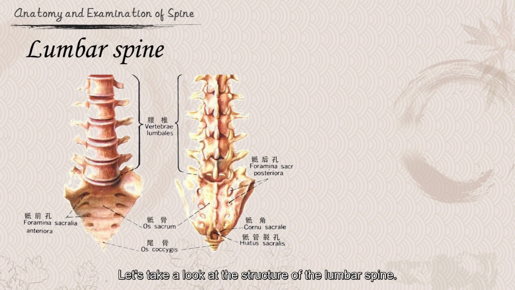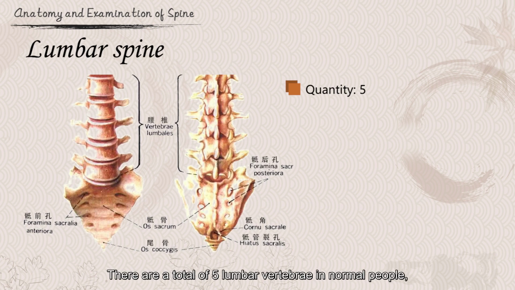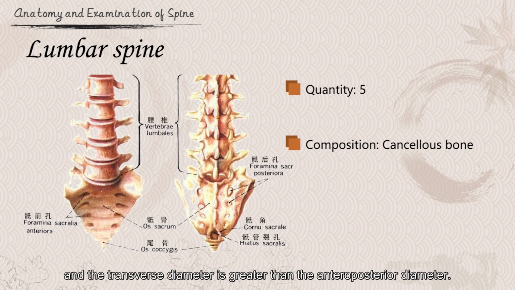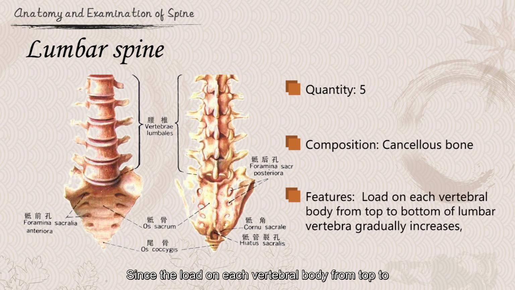Let's take a look at the structure of the lumbar spine. There are a total of 5 lumbar vertebrae in normal people. The lumbar vertebral body is larger and thicker than the cervical or thoracic vertebral bodies. It is mainly composed of cancellous bone. The dense bone in the outer layer is thin and slightly wedge-shaped, and the transverse diameter is greater than the anteroposterior diameter. Since the load on each vertebral body from top to bottom of lumbar vertebra gradually increases, the characteristic of gradually increased volume of vertebral body from L1 to L5 can make the function of load bearing and force transmission of lumbar vertebra more stable.